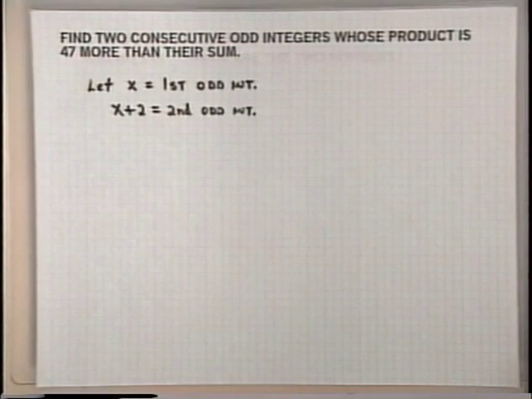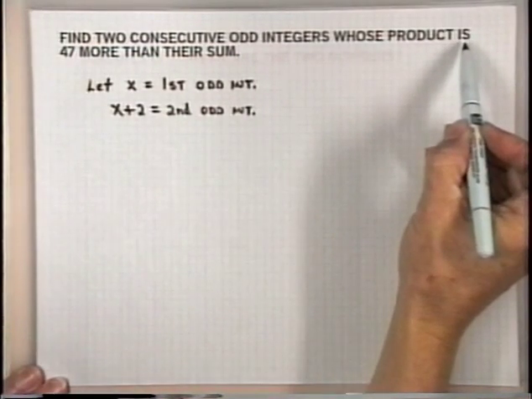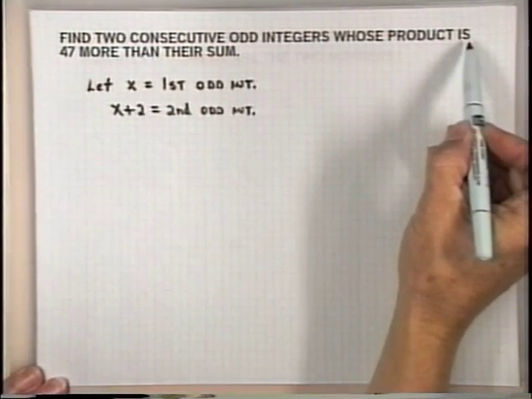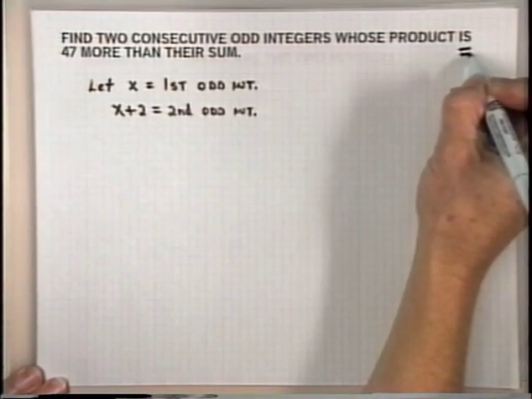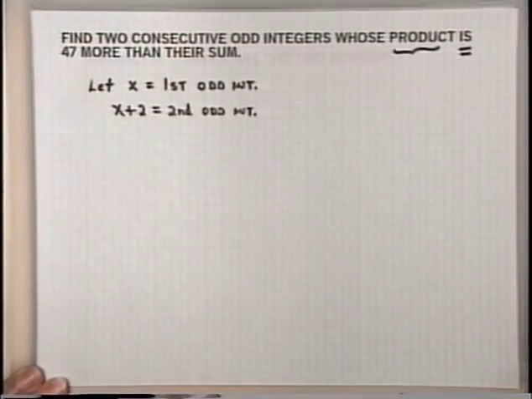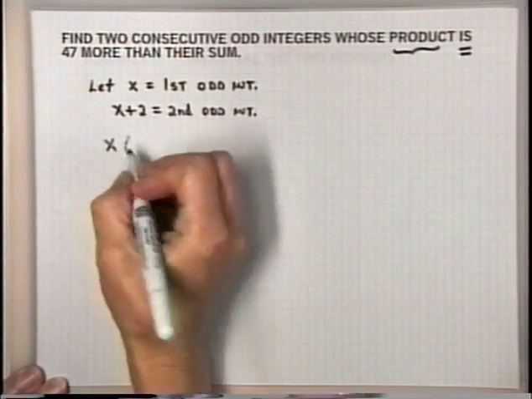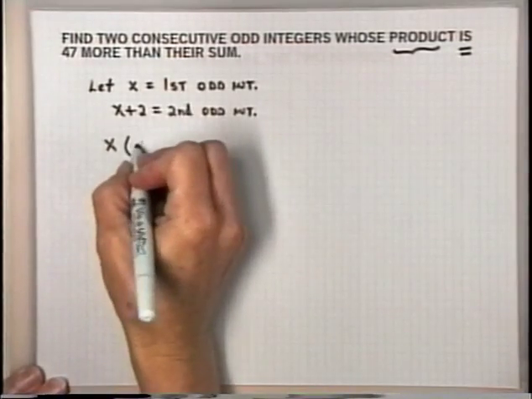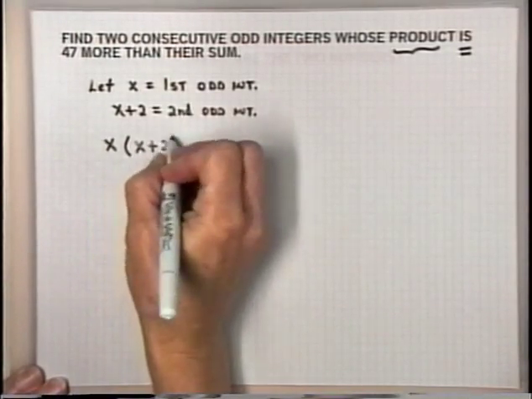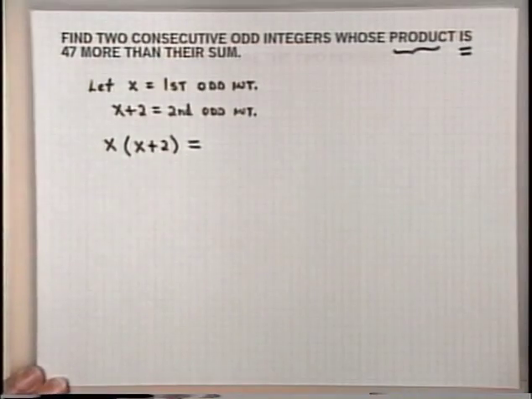Let's see what we know about these odd integers. Notice we are told their product, and then there's that word "is" that I'm always looking for in these word problems. "Is," remember, is translated equals. So I have the product here equal to something. The product means to multiply. So I will multiply the first odd integer x times the second odd integer x plus 2. That product is equal to something.